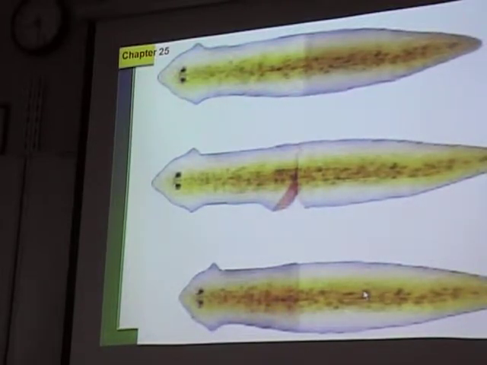Bennett had a question. Why is that middle one cut? They're just showing that they've cut it in half and then it grows back, whichever side grows. It's not a very good picture.